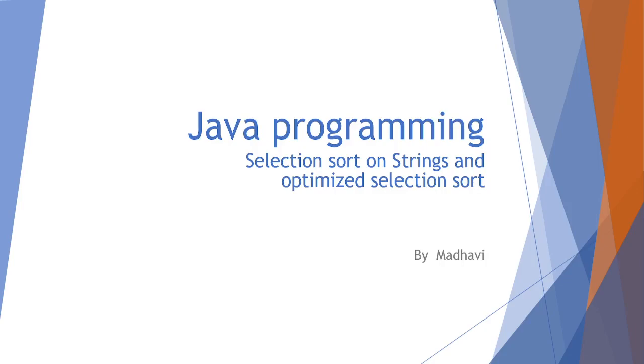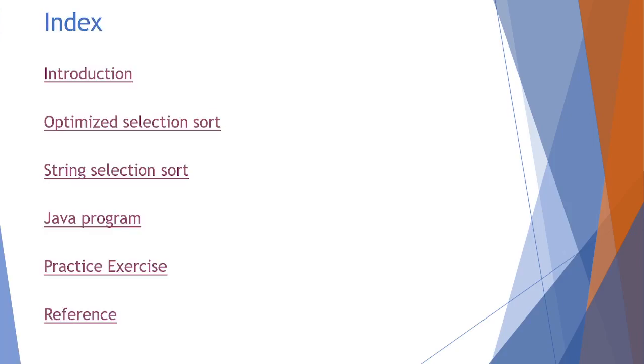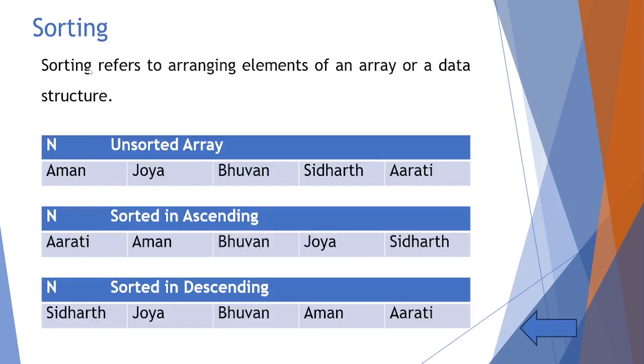In this video, I'll discuss selection sort on strings and the optimized selection sort algorithm. Let's see the contents: introduction, optimized selection sort algorithm, string selection sort program, the same program in the Java environment, and practice exercises. Sorting refers to arranging elements of an array or a data structure. This is an unsorted array, sorted in ascending and sorted in descending order.